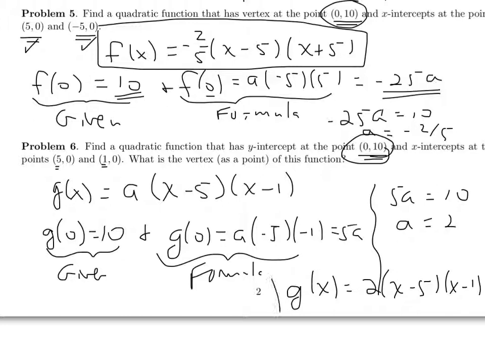And don't forget, you can check these answers. It's really, really easy to check that all three of these points do what they're supposed to do by just putting in the x coordinate and checking the y coordinate.